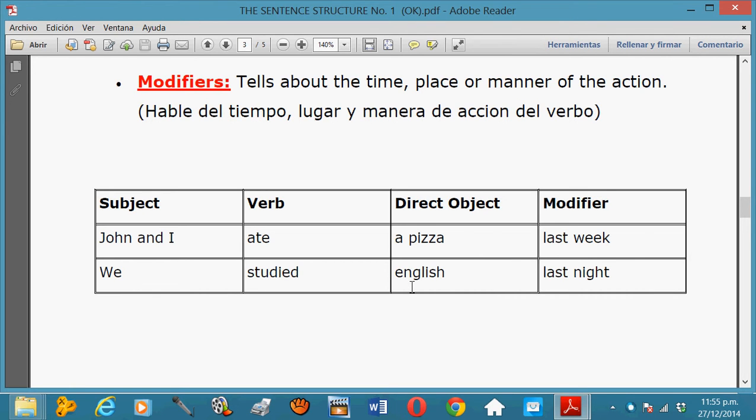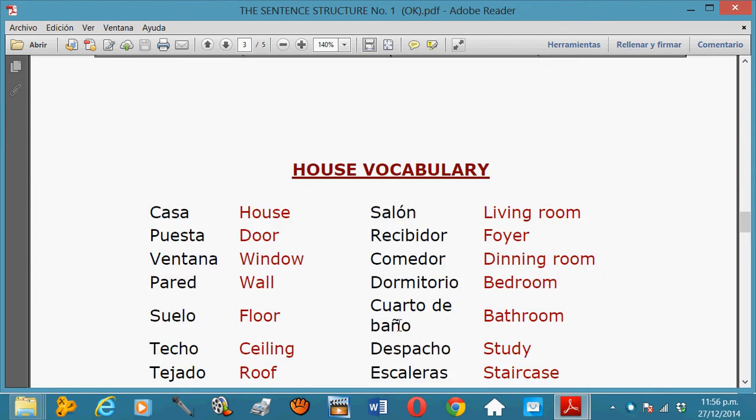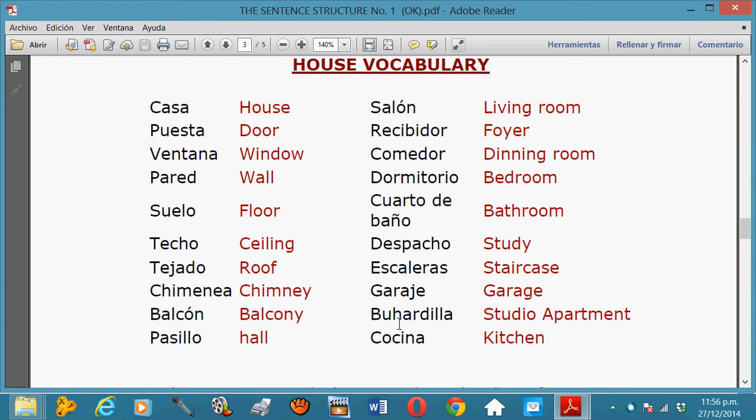We studied English last night. Okay, the same thing here again. We have the direct object, English, but we studied English, and when was it? Last night. Okay? These are a group of vocabulary that I recommend that you go over.